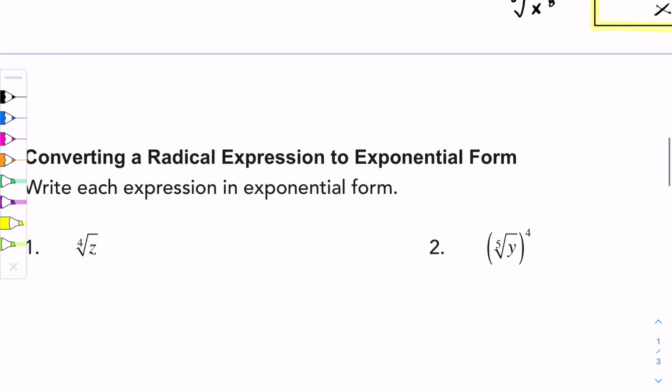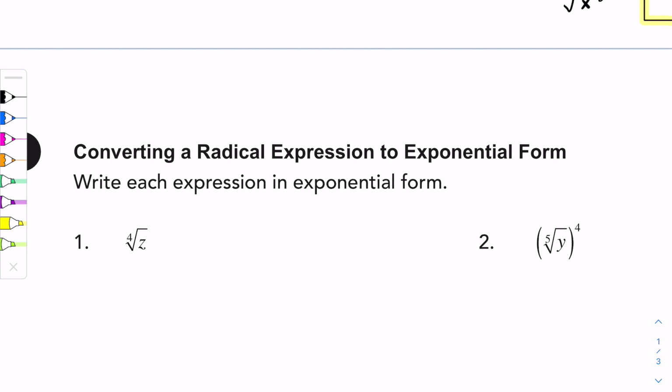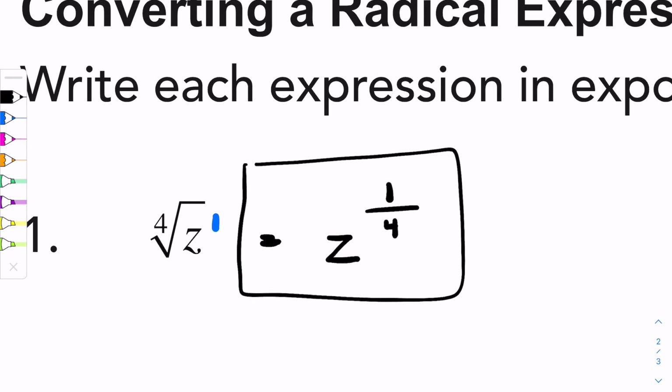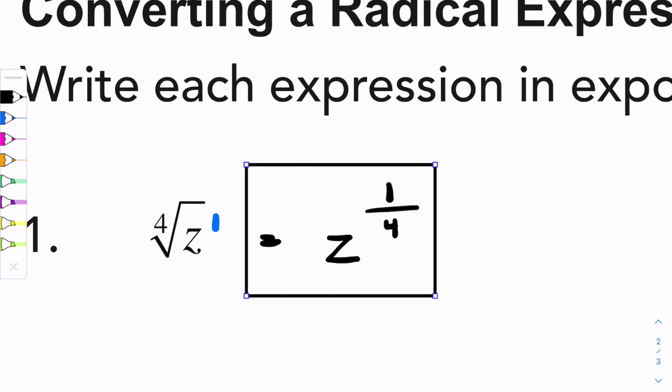In the next example set, we're working the opposite way. So we're given radical expressions, and we have to convert these to exponential form. So remember that the exponent underneath the radical symbol is going to be your numerator, and the index is your denominator. That means this one here is going to be z as the base, 1 is our numerator, 4 is the denominator of the exponent, and that's it. That's your converted form.